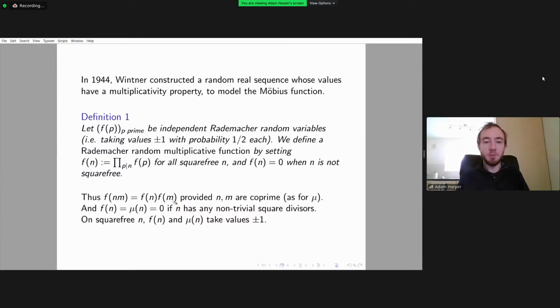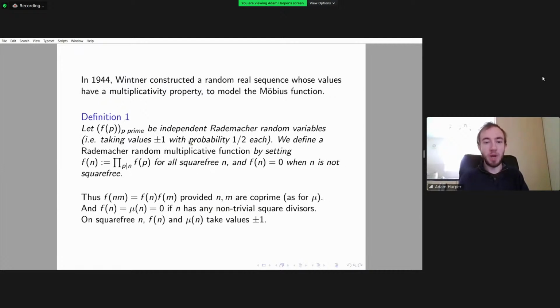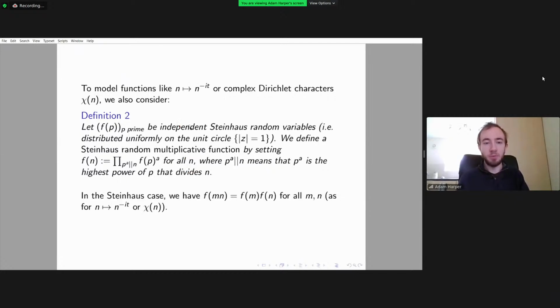And so Wintner's idea was to study this random object to try to give maybe some insight into how the Mobius function itself was behaving. Now, there is another kind of random multiplicative function, which I'll briefly mention. For the purpose of this talk, you can just think about this Rademacher case, if you like, this definition 1. But this second kind of random multiplicative function is actually more useful these days, I would say, and will be relevant to the thing I'll say at the very end.